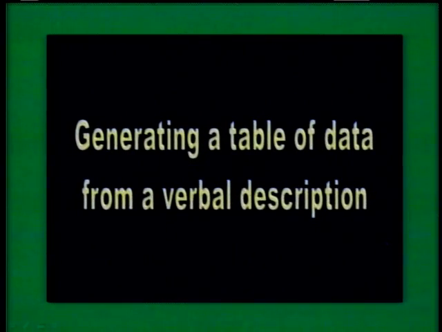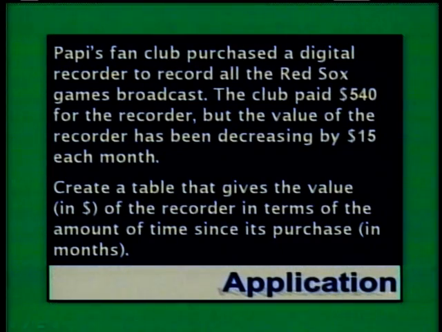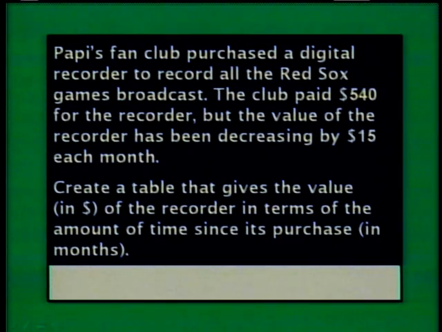The last thing we're going to do is talk about how to generate these tables of data from a verbal description. So here's a problem. Pappy's fan club purchased a digital recorder to record all the Red Sox games broadcast. The club paid $540 for the recorder, but the value of the recorder has been decreasing by $15 each month. What we'd like to do is create a table that gives the value in dollars of the recorder in terms of the amount of time since its purchase, which we're going to measure in months.